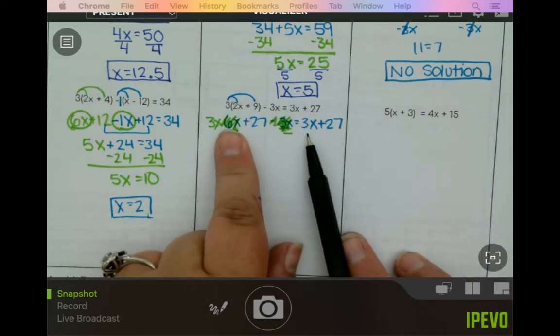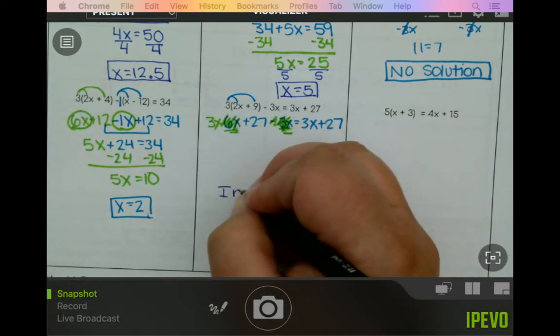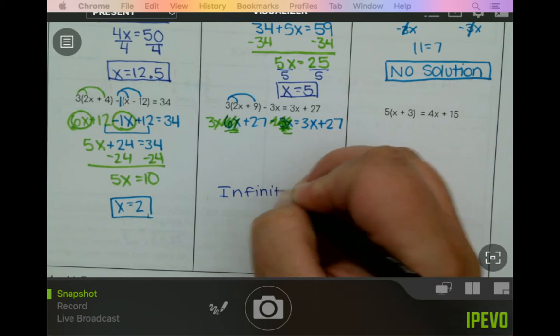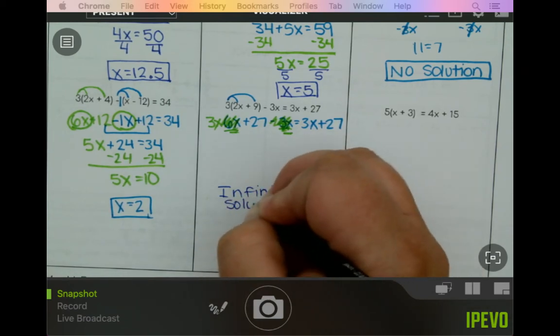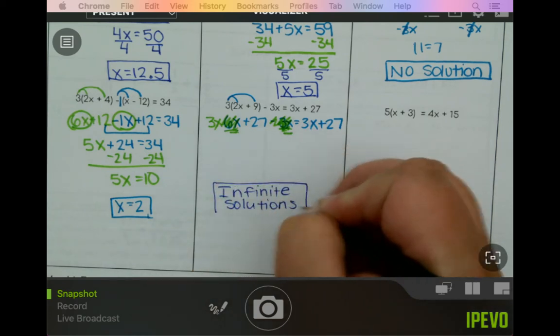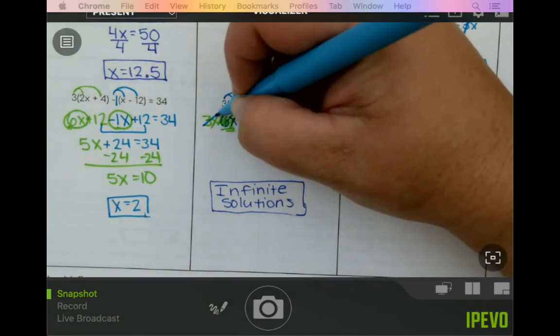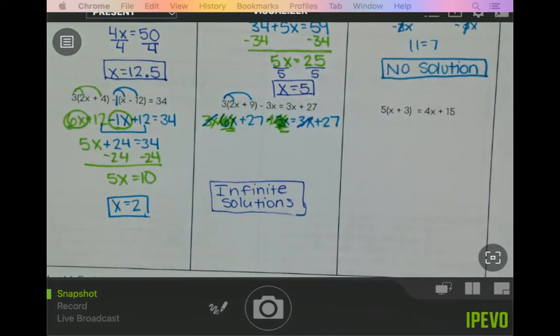It's the exact same equation, guys. When that happens, you have infinite solutions. If you've heard it as all real numbers, that's fine with me as well. If you don't know what that is, fine. I'd rather use infinite solutions. They don't really care. Because these 3x's will cancel, and you have 27 equals 27. That's true.